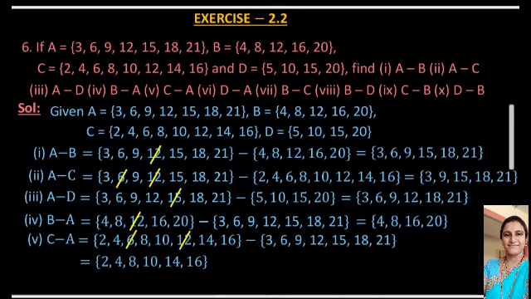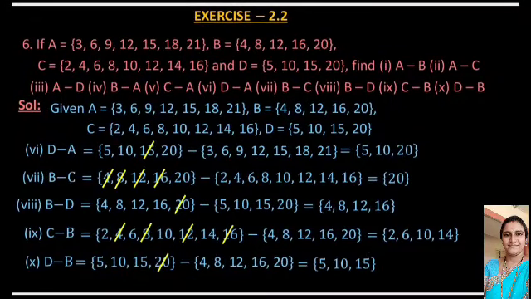Next one is B minus A. First we take the B set and find the difference with the A set. What are the common elements in B and A? 12. So we strike out the 12 in the B set. Then the answer is the set of 4, 8, 16, 20. Next, C minus A. We take C as the first set and then the A set. The common elements are 6 and 12. So we strike out the 6 and 12, and then we get the set of 2, 4, 8, 10, 14, 16. This is the answer.